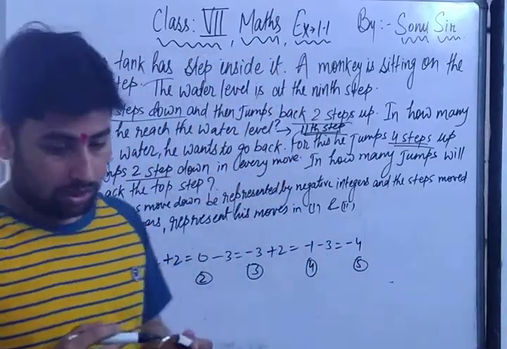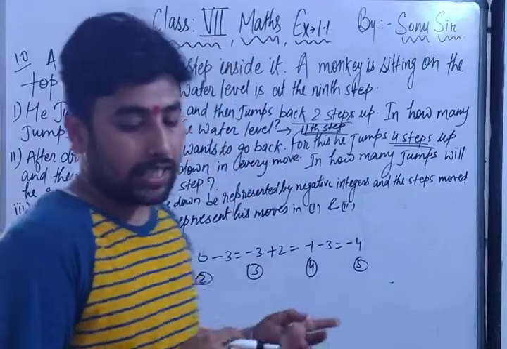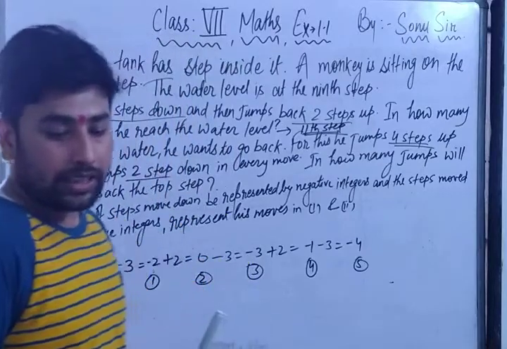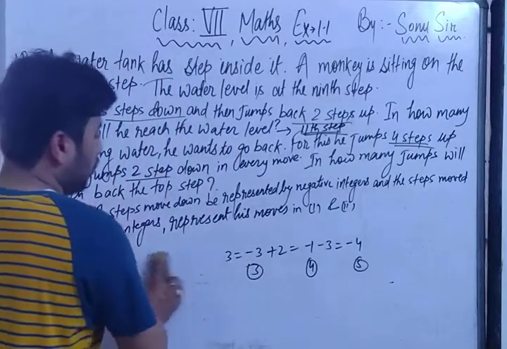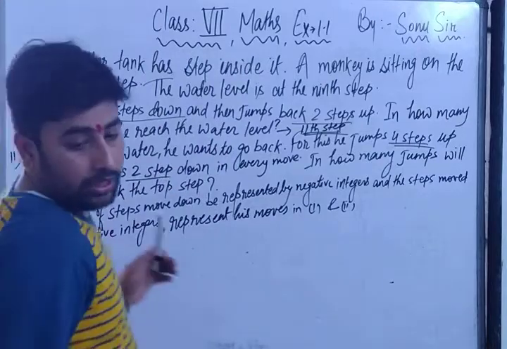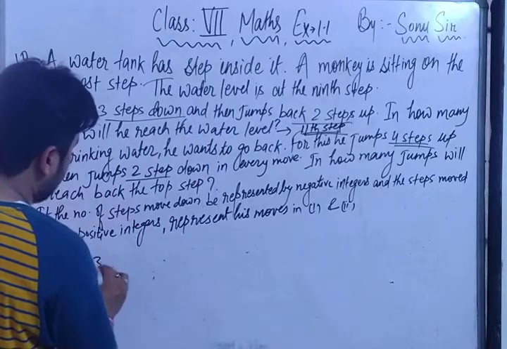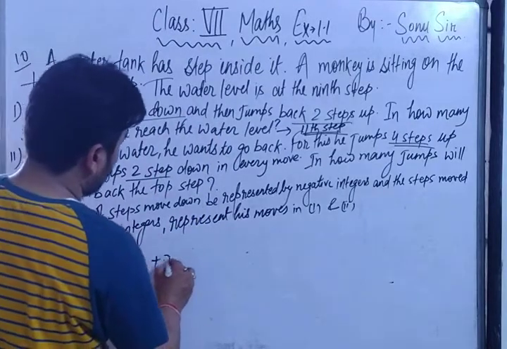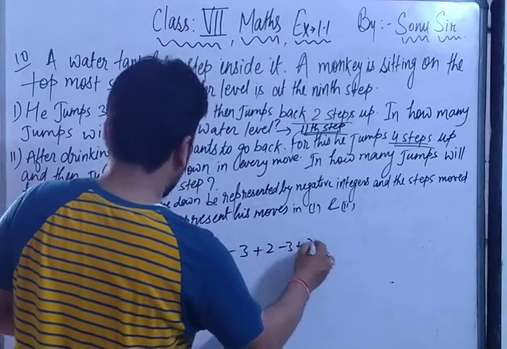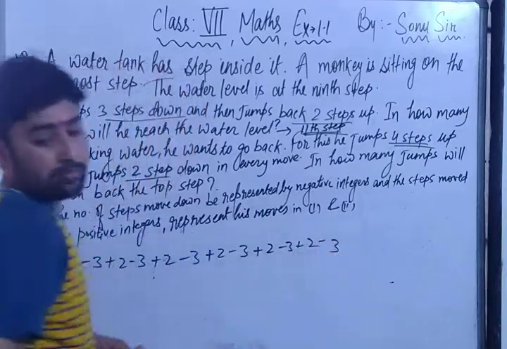Now the question is, what will happen as you go here: minus 3 plus 2, minus 3 plus 2, minus 3 plus 2. You have to do it 11 times, right? Minus 3 plus 2, repeated. How many times? 11 times. 1, 2, 3, 4, 5, 6, 7, 8, 9, 10, 11. The last one is minus 3, right?